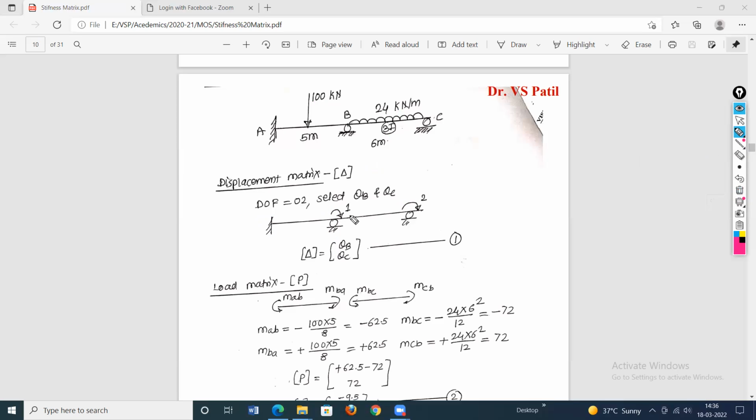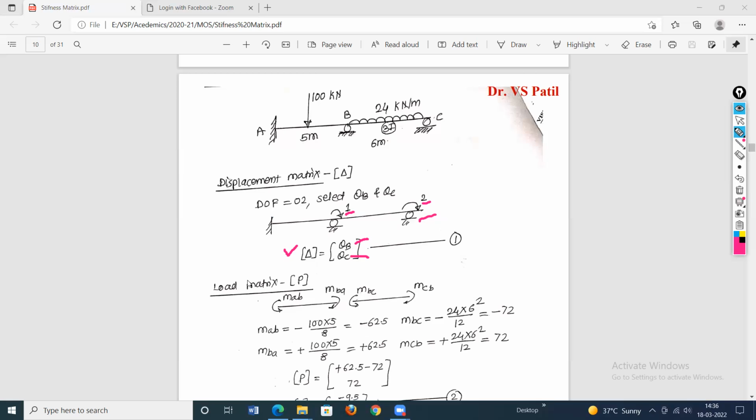Then give the numbers. At B, assign the rotational degree of freedom as number 1, and at C, assign the rotational displacement coordinate as number 2. So we can write the displacement matrix with two elements. At coordinate 1, the unknown rotational displacement is theta B. At coordinate 2, the unknown displacement is theta C. So in the displacement matrix, there will be two unknown displacements: theta B at coordinate 1 and theta C at coordinate 2.